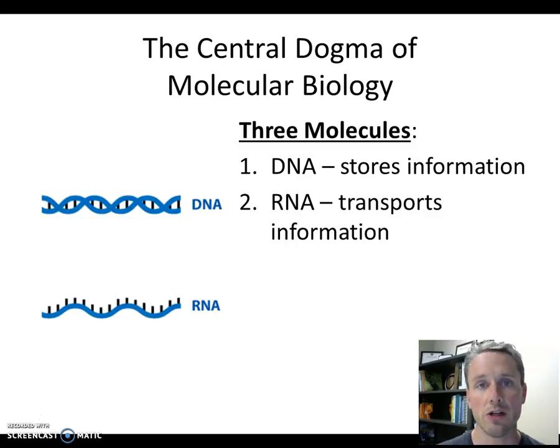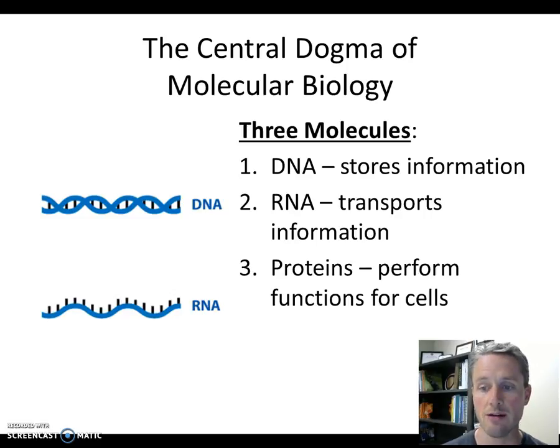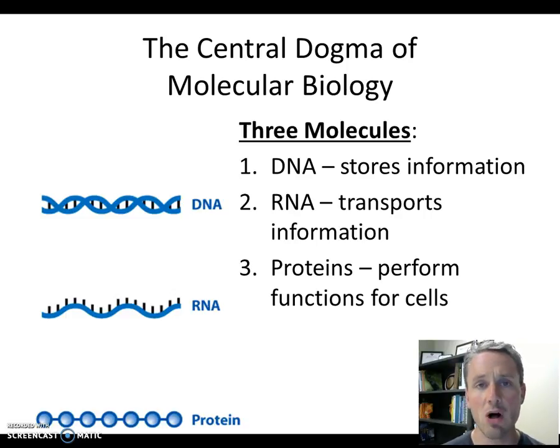The third molecule we're going to add to our diagram of the central dogma is protein. Proteins perform all the important functions for cells. Cells absolutely require protein functions to make things happen. So we're going to add proteins to our diagram at the very bottom. Here's a protein. Each ball represents an amino acid stuck together in a string, and we've got a protein. So our central dogma relies on these three molecules: DNA, RNA, and protein.